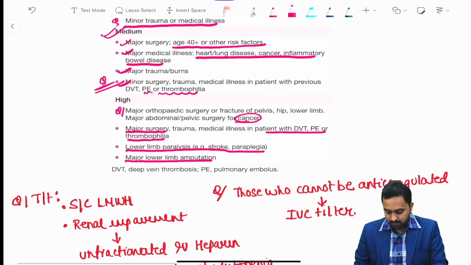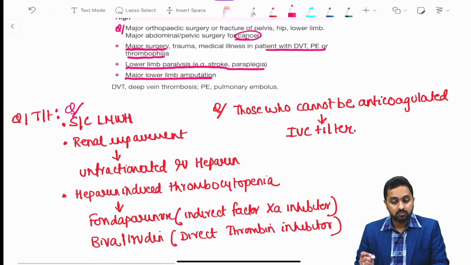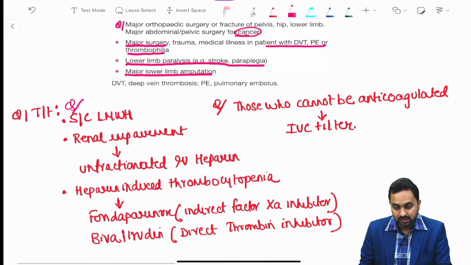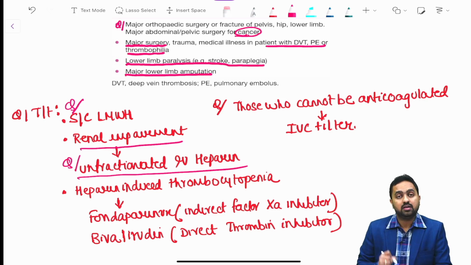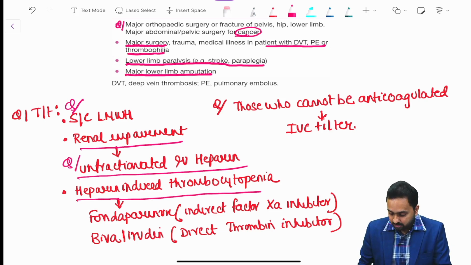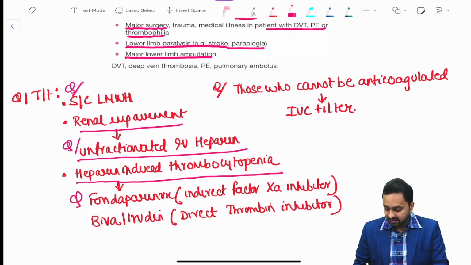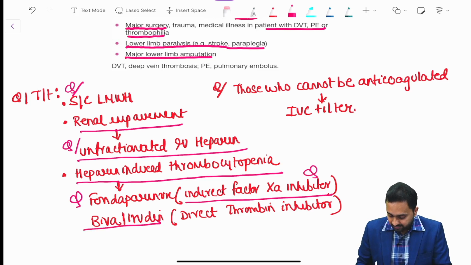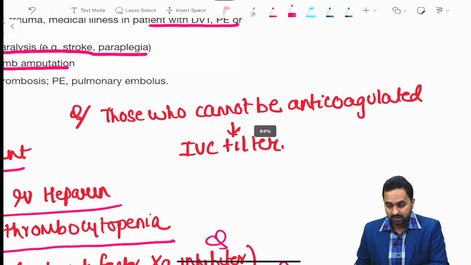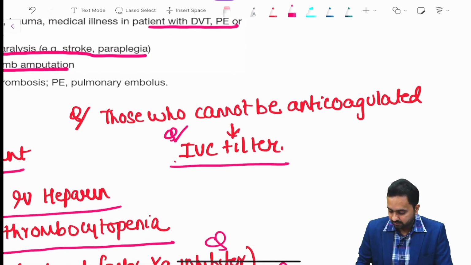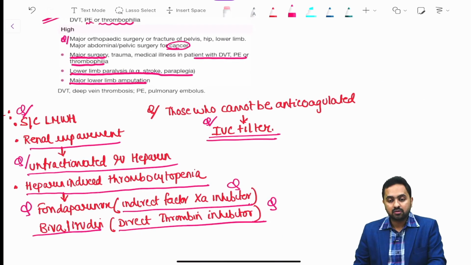Now, moving down to the treatment part. Treatment is usually with the help of subcutaneous low molecular weight heparin. Then if there is renal impairment, in such cases we use unfractionated IV heparin. Now, if there are patients of heparin induced thrombocytopenia, in those cases we use fondaparinux, which is an indirect factor 10A inhibitor, and bivalirudin, which is a direct thrombin inhibitor. Now, those who cannot be anticoagulated, in them we use a temporary measure in the form of IVC filters, right. So, this is about your deep venous thrombosis.